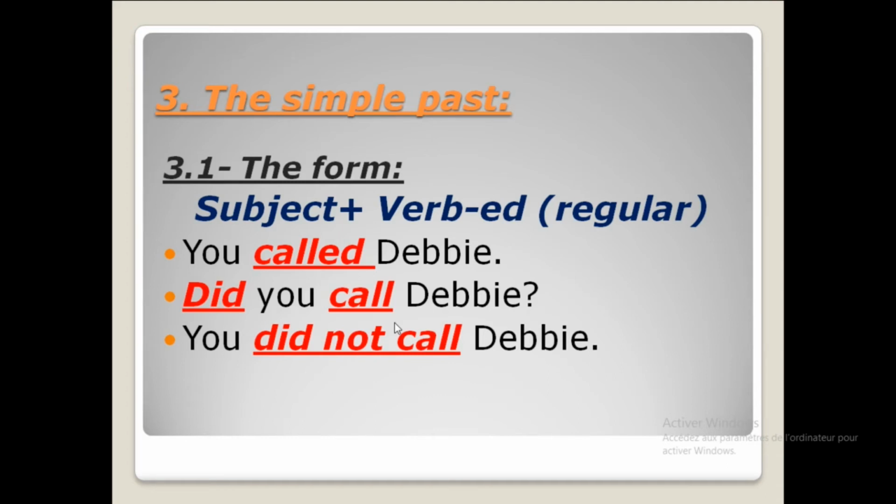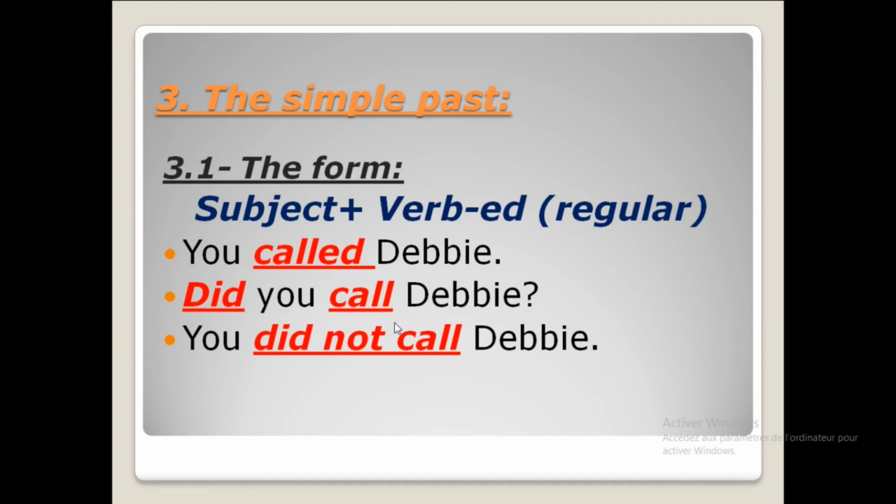Next, simple past. The form: subject plus verb plus ed. This is with regular verbs. Irregular verbs, you have to memorize them. So we added ed to the verb with regular verbs. You called Debbie. This is an affirmative sentence. We added ed. For an interrogative sentence, we only conjugate the auxiliary do and it becomes did.